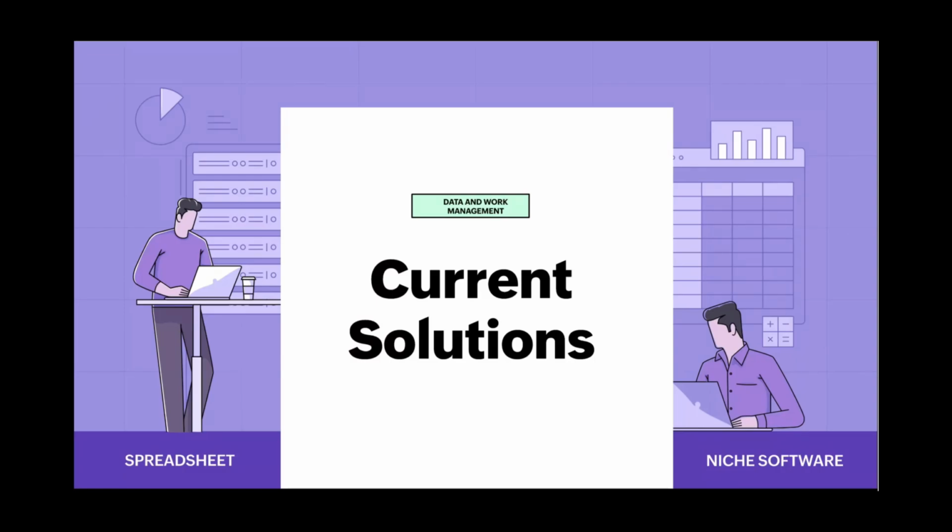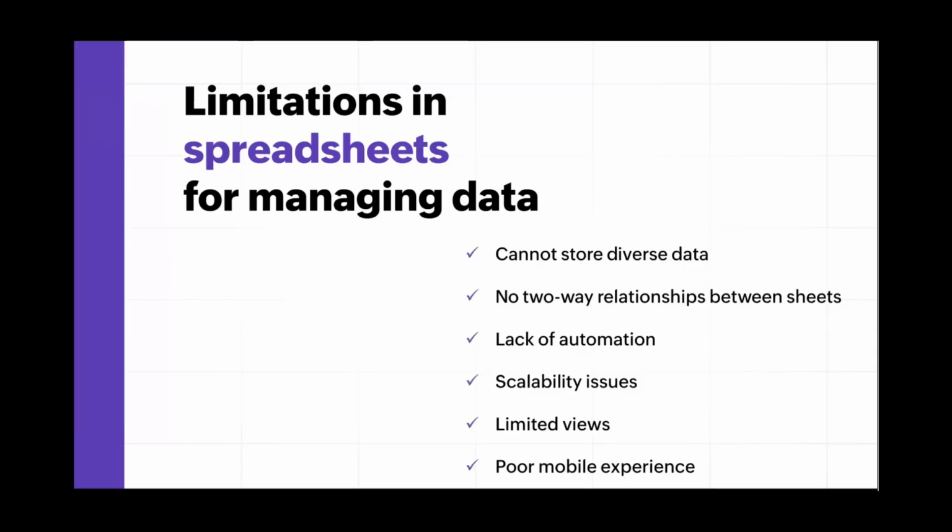If you are someone who is using a spreadsheet, you can easily relate to all these challenges. You cannot store a diverse set of information in a spreadsheet. Whatever data you are storing is going to be in a rows and columns format, right? You cannot view the same information in a Kanban board or in a calendar, which will give you a different perspective of the same data. Again, you cannot build a two-way relationship between sheets. And you cannot set up automations based on your data.